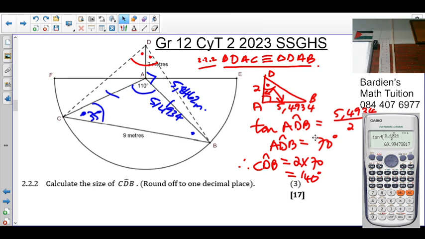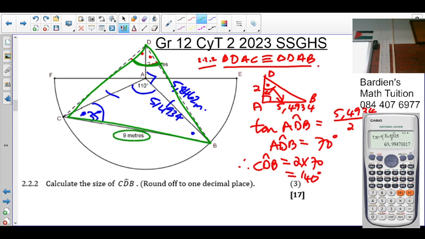Otherwise, you see here, there's the triangle. I could have applied the sine rule and the cos rule again. Why? Because I have 9, I have 5,8462, and this is going to be 5,8462. Then I apply the cos rule and I work out the angle since I got 3 sides. Okay? Yes? The cos rule.